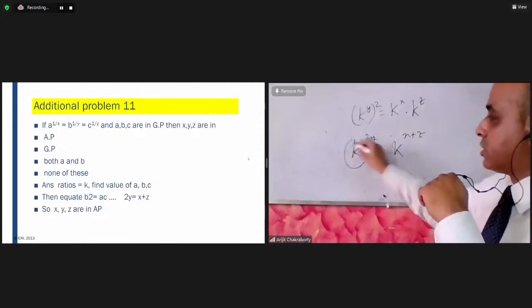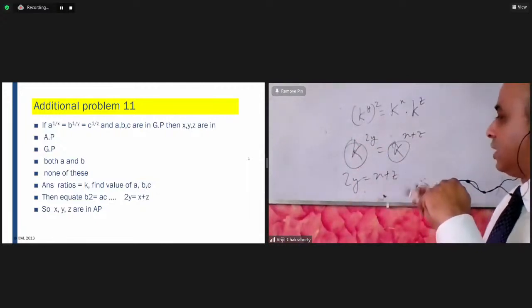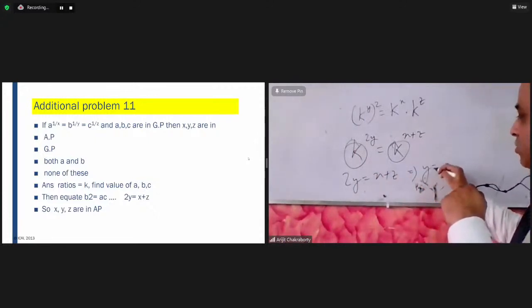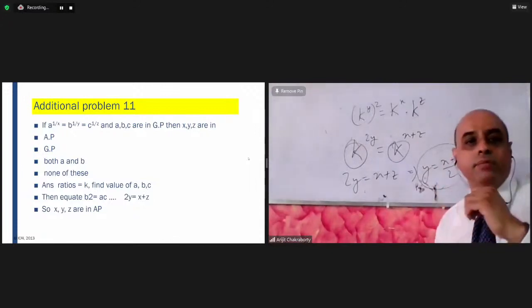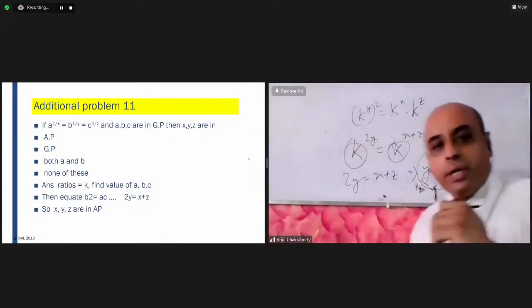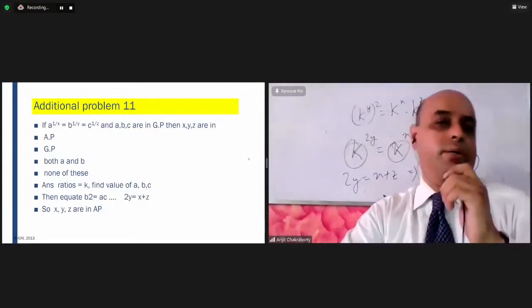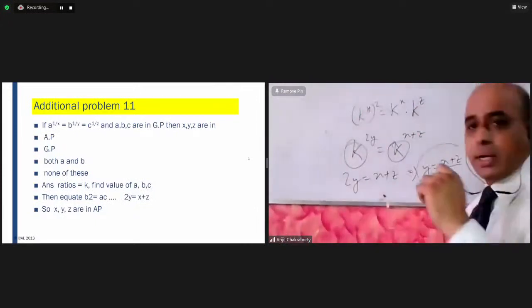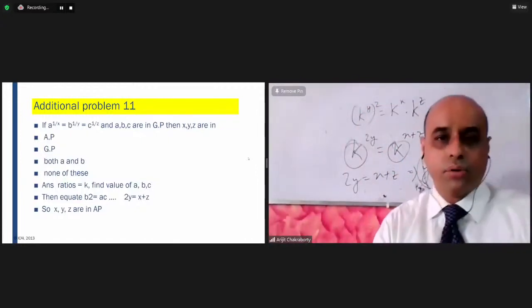Since the base is the same, we can write 2y equal to x plus z, which means y is equal to x plus z by 2. That means y is the arithmetic mean of x and z. Therefore, it follows that x, y, and z have to be in arithmetic progression. Okay, it's a lovely question, and I think you also will enjoy it once you work it out yourself, and I'm sure you have followed it.